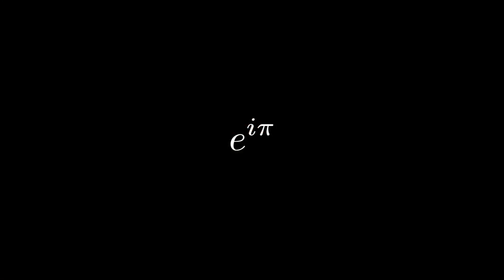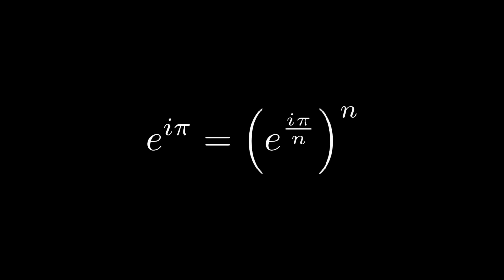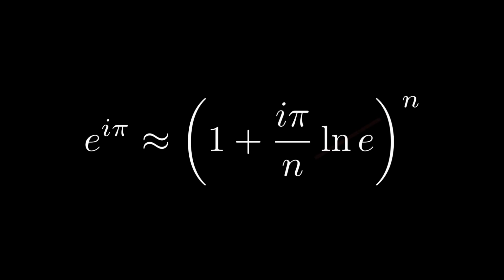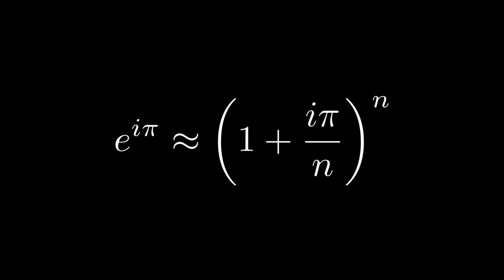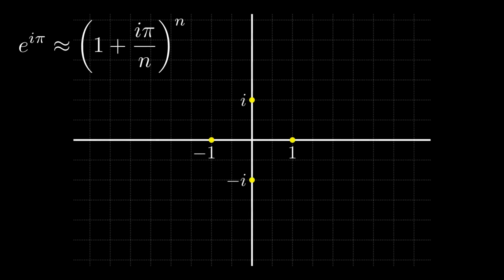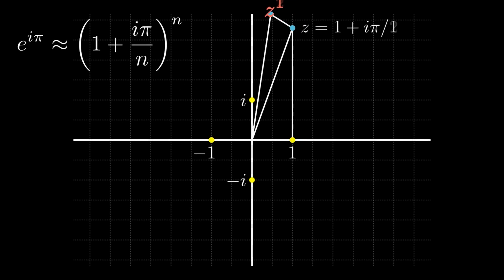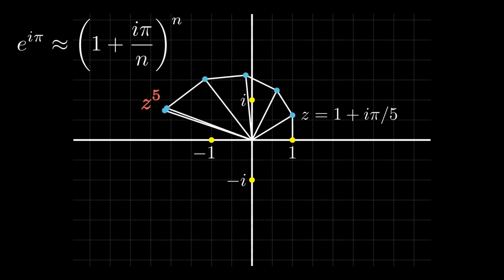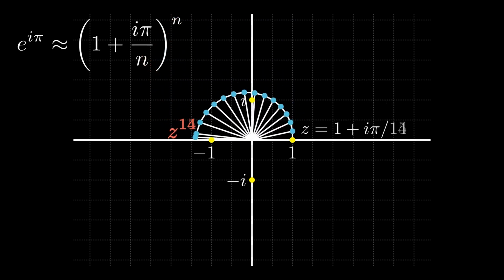Let's look at e to the i pi again. This is e to the power of i pi over n raised to the nth power. And for large n, e to the i pi over n is approximated by 1 plus i pi over n multiplied by the natural log of e. But the importance of using e here is that its natural log is 1, so that term vanishes. And let's plot this approximation on the complex plane. As n increases, the powers of 1 plus i pi over n, well, they approximately wrap halfway round the unit circle.